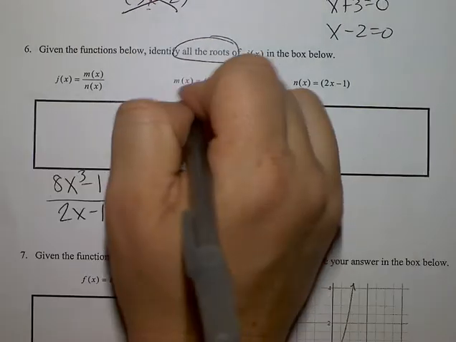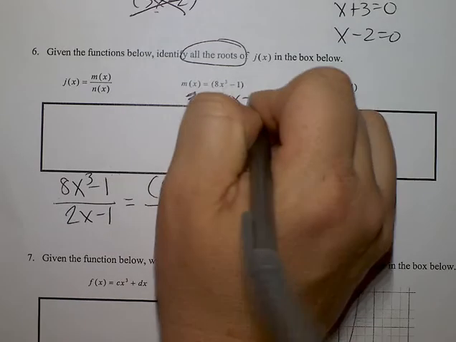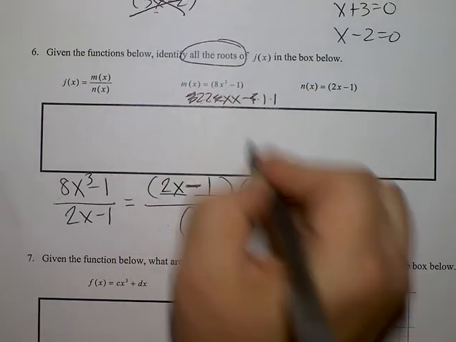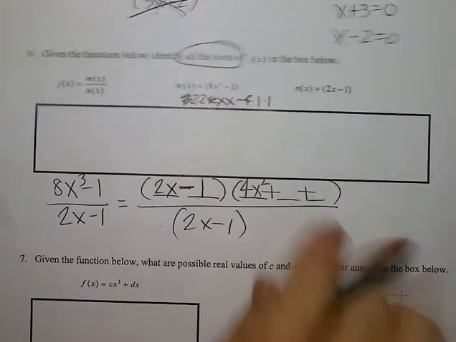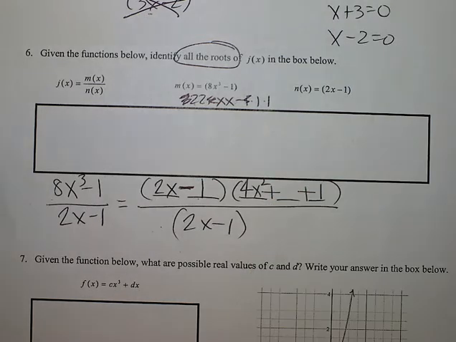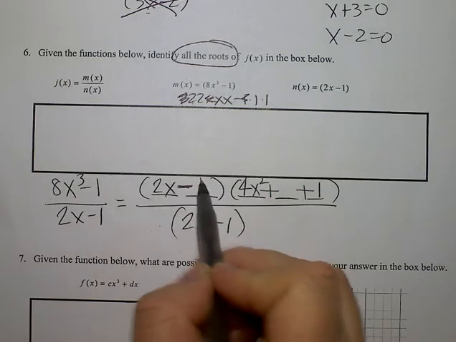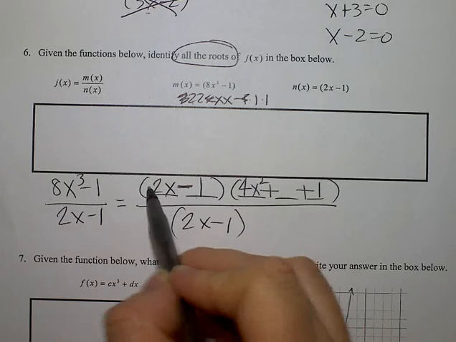I've used one of the 2's, the x's, and the 1's. So I have 2 2's left. I have 4x squared, and 2 1's left. 1 times 1 is 1. The middle term can be found by multiplying these two and not worrying about the symbols. 2x times 1 is 2x.